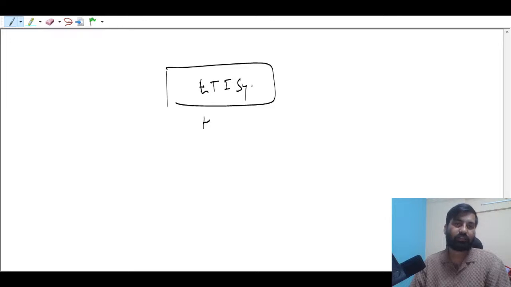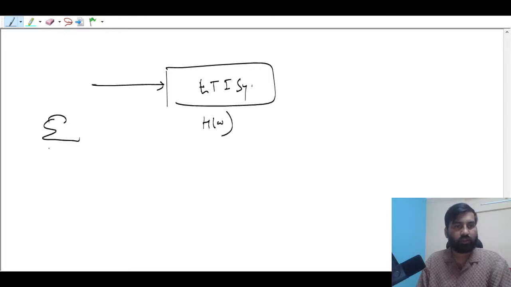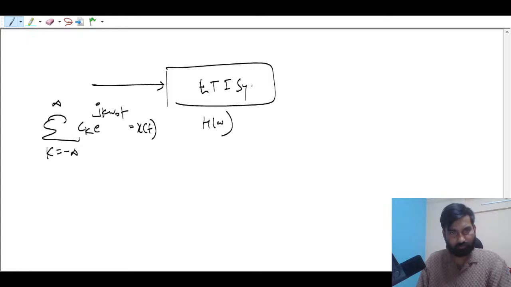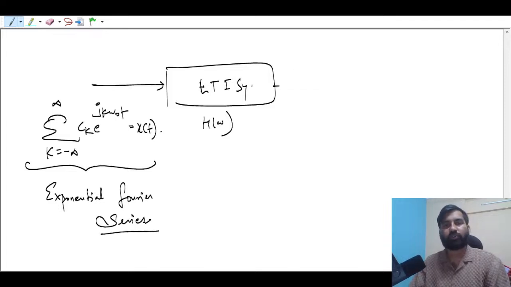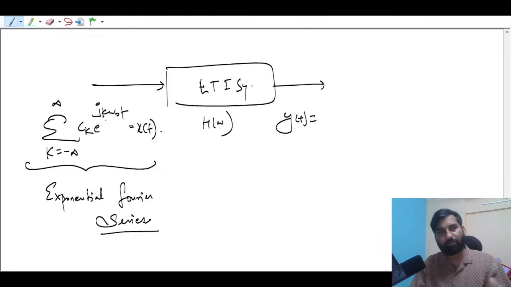Okay, now suppose this is the LTI system, and it has the frequency response H(ω), and we are giving input as the summation over k from minus infinity to infinity of C_k e^(jkω₀t), which is nothing but x(t). This is the exponential Fourier series. Okay. So what is going to be the output? The output y(t) will have C_k e^(jkω₀t) present over there, right?